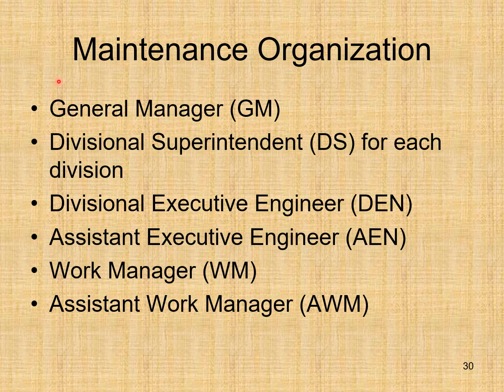Okay, now look at the maintenance organization. General manager, divisional superintendent, divisional executive engineer, assistant executive engineer, work manager, assistant work manager. So this is the team which is meant for the maintenance of the railway track.